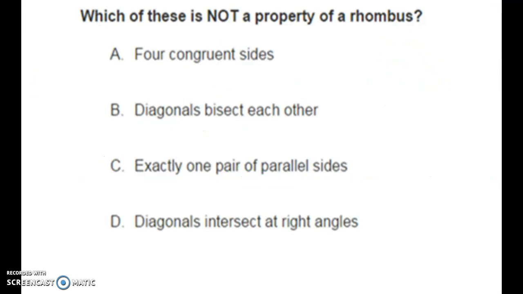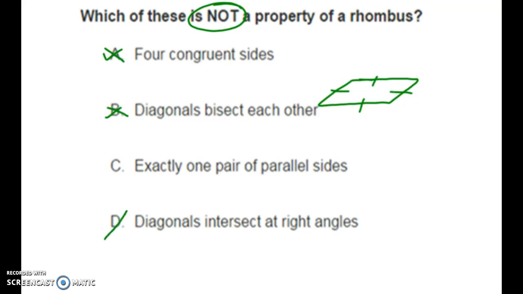Alright, and the last one. Again, we're going to talk about a rhombus. Does a rhombus have 4 congruent sides? Yes, it does. So we're looking for the ones that are not. Okay, do the diagonals bisect each other? Yes, they do, because we know that they bisect each other at 90-degree angles because it has 4 congruent sides. So they have to be perpendicular, right? And so the only one that leaves is that. And I know that this would be a trapezoid.